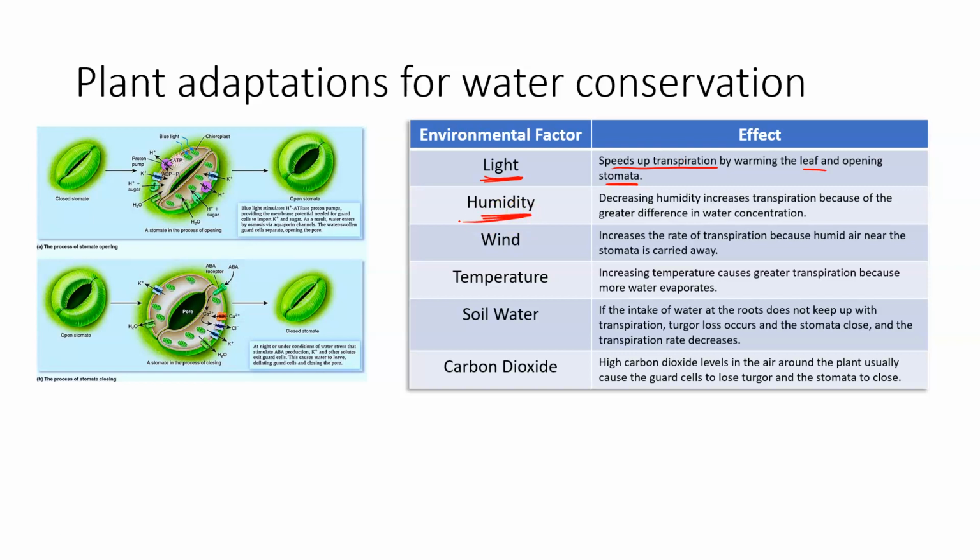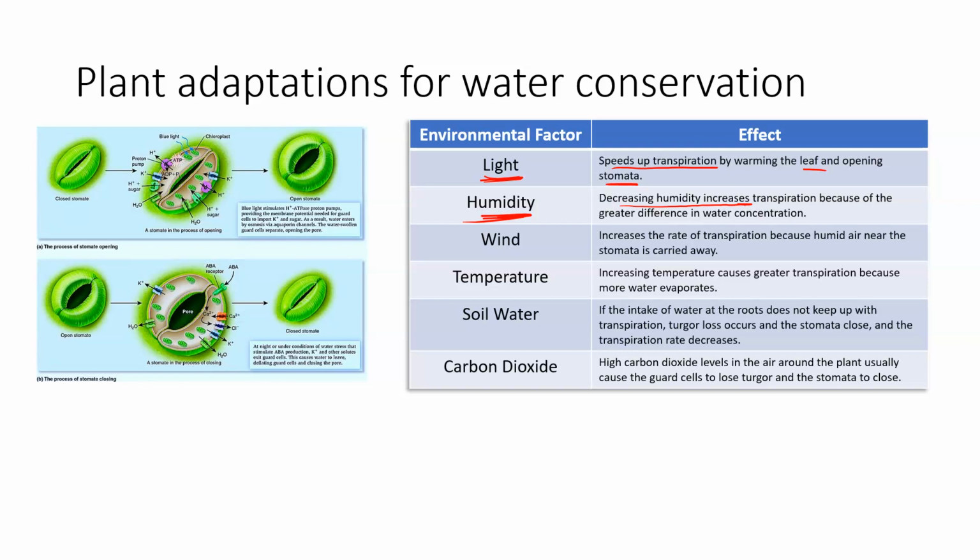Humidity. Humidity is actually going to decrease transpiration. So if we decrease humidity, it's going to increase transpiration. They are inversely related. If you increase humidity, or if you have plants in a really humid environment, it's going to decrease transpiration loss because there isn't as big of a difference between the outside water concentration and the inside water concentration.